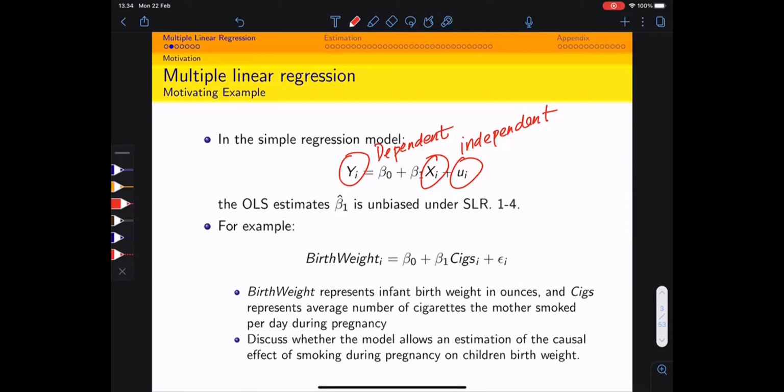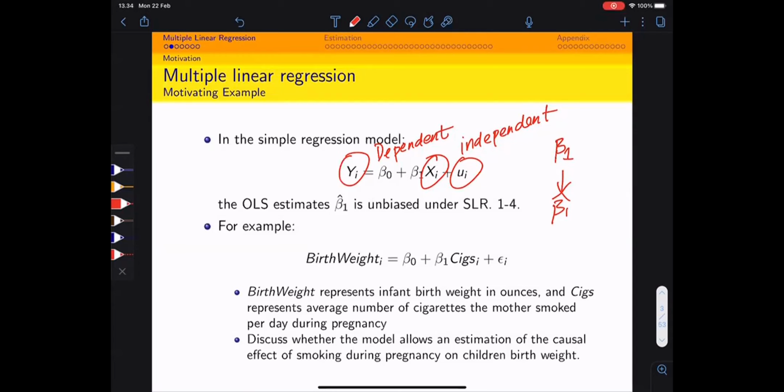Again, beta 1 is something that we do not observe. This is a characteristic of a population, and we're going to try to get a sample, and then using the sample, we're going to estimate beta 1, okay? The estimate is referred to as beta 1 hat. So please recall the difference between beta 1 and beta 1 hat, and the difference between u and u hat. Those are very important distinctions, so make sure that you understand that, okay?